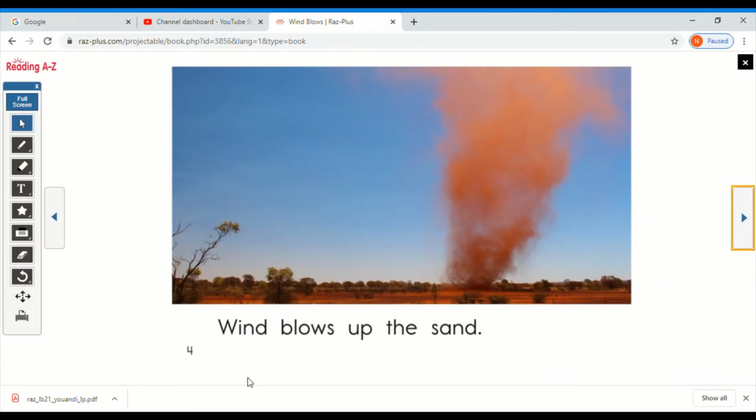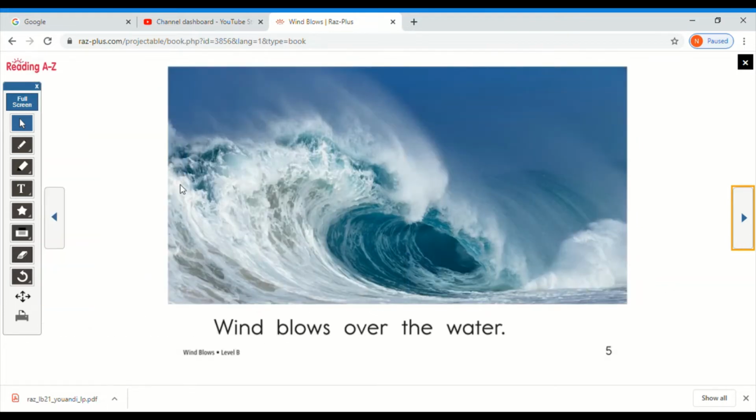Now I'm going to show you. Wind blows up the sand. Did you read wind blows up the sand? Good job. Okay, look at how the wind is moving the water. Try reading. Good, now I'm gonna try. Wind blows over the water. Did you find that word over? I have the O sound, the long O.